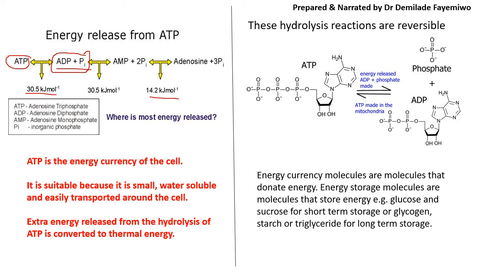ATP, like you might know, is the energy currency of the cell. The reason why it is so good is because it is a small molecule. It is water soluble. It is easily transported around the cell. And for that reason, it is easy for it to be used very quickly, especially when we need energy urgently.